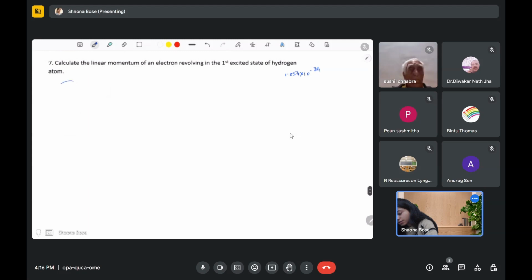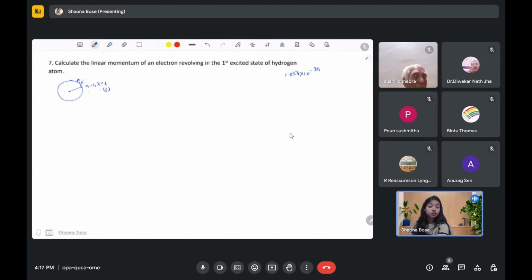Okay, so you have an electron revolving in just the first orbit, right? N is equal to 1 and K is also equal to 1, the principal quantum number and the azimuthal quantum number, which stands for S.